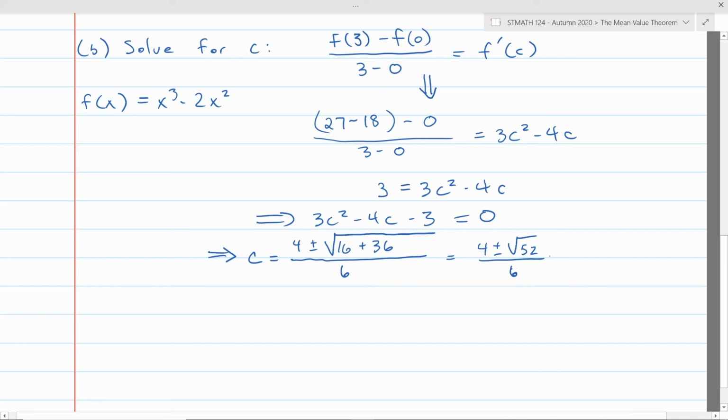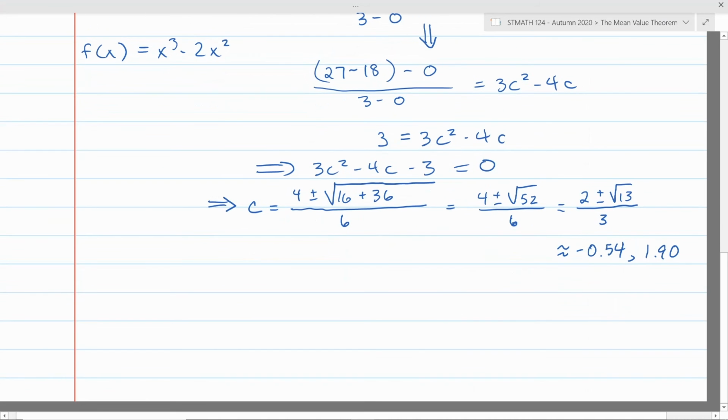And we could simplify that by pulling a 2 out of the top. We'd get 2 plus or minus, let's see, if I factor 4 out inside that radical, 4 goes into 52 13 times, so the square root of 13, over 3. So I'd like to get a decimal approximation of that. I'm going to punch that in the calculator real quick and see what happens.